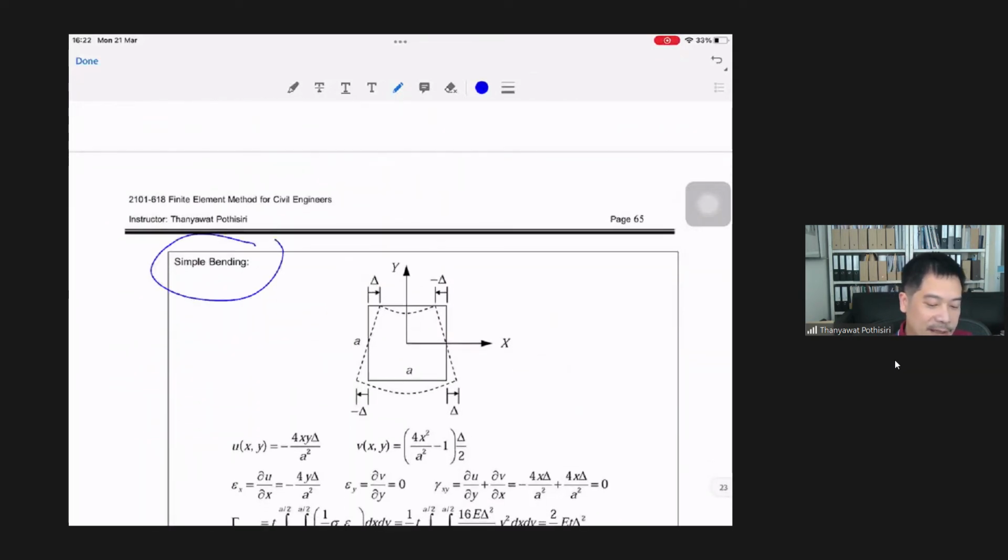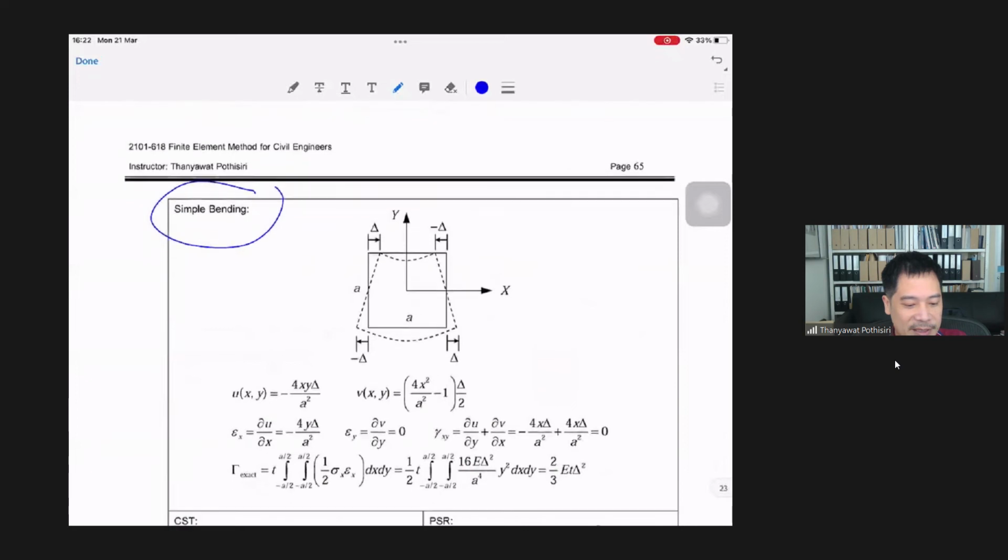Now, this is an interesting problem. Okay, a simple bending would give you different results because in the exact solution for simple bending, now you see that the deformed shape, or our deformed body, has a curve here and here, right? This is simple bending. Okay, simple bending means shear is zero. Okay, zero shear.